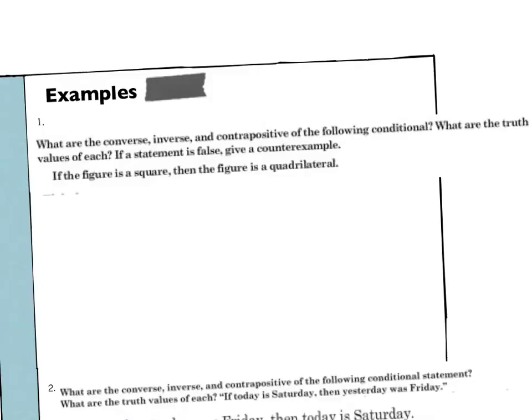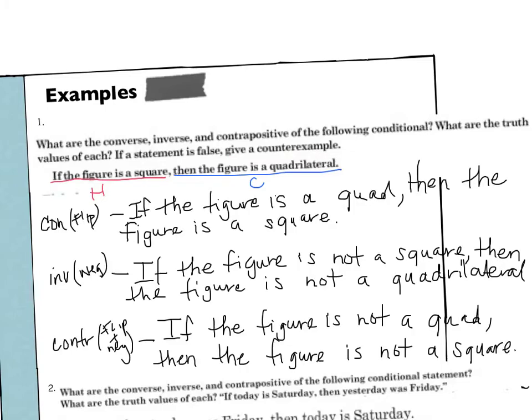Question number 1 says, what are the converse, inverse, and contrapositive of the following conditionals? And what are the truth values of each statement? And if a statement is false, give a counterexample. So here we go. Let's write all of them down: the converse, the inverse, and the contrapositive. What you want to do is identify the hypothesis and conclusion of the original conditional statement, and that's what I've done here. Next, we want to find the converse, the inverse, and the contrapositive. So here's all of our statements.